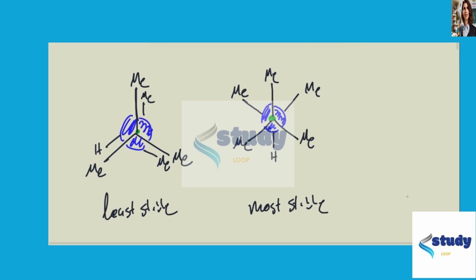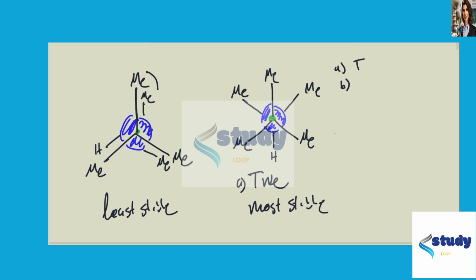Statement 1, the most stable configuration of the molecule has no torsional strain interactions. Yeah, this is true. Right? Statement 1 is true. Torsional strain is specifically eclipsing strain, right? And at no point in this stable interaction do we have eclipsing. Every interaction is gauche. So A is true.